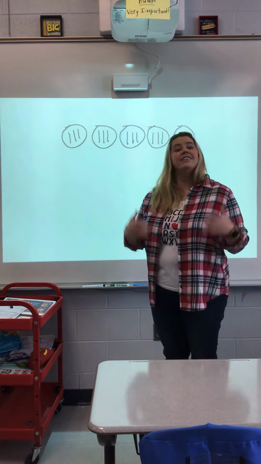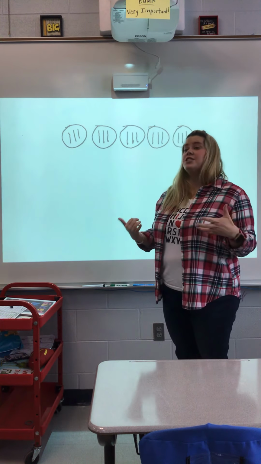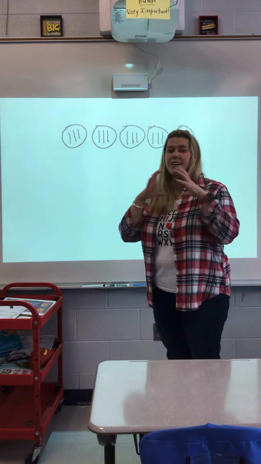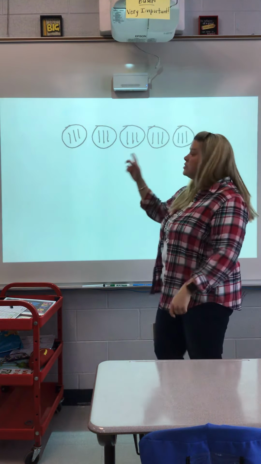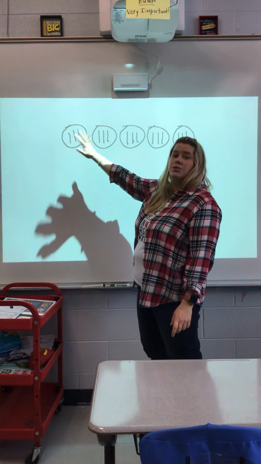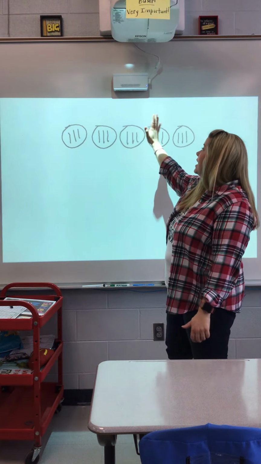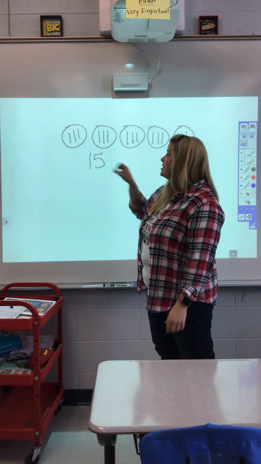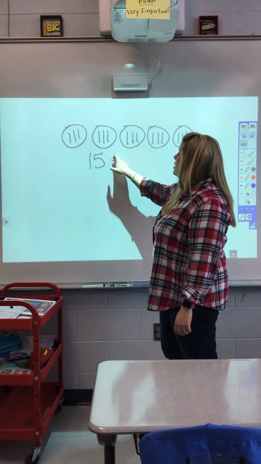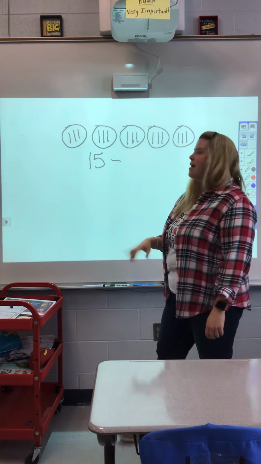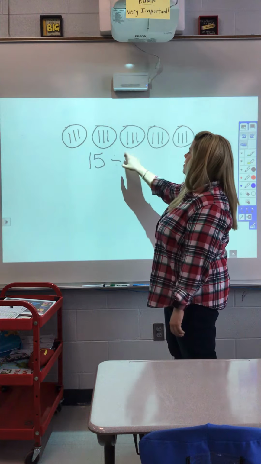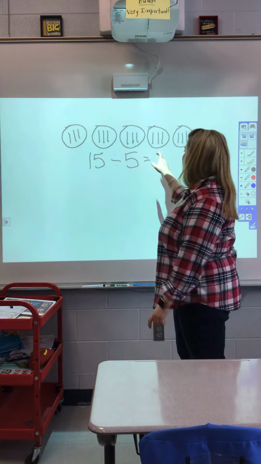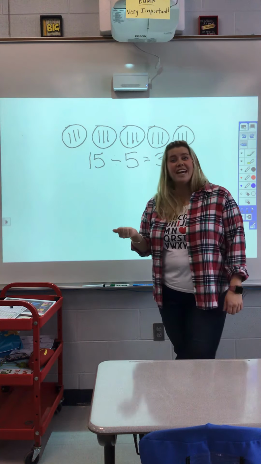Okay, welcome back. Let's check. We'll start with our division sentence. Now, for my division sentence, I need to start with my dividend. My dividend is my biggest number, the total. So how many are there total? 1, 2, 3, 4, 5, 6, 7, 8, 9, 10, 11, 12, 13, 14, 15. So my division sentence needed to start with 15 divided by how many groups do I have? 1, 2, 3, 4, 5. And then that equals how many are in each group? 3. Good.